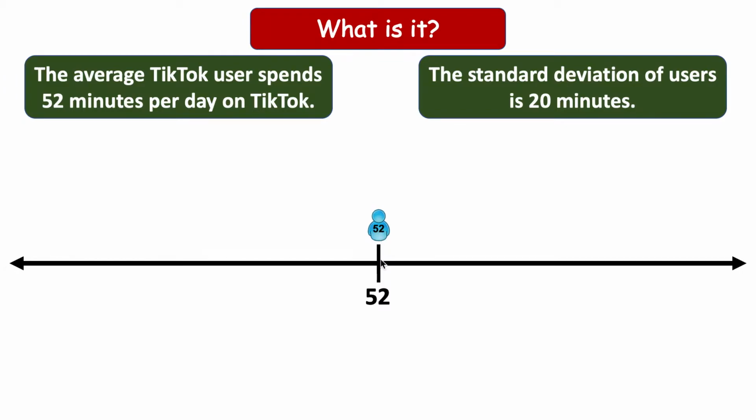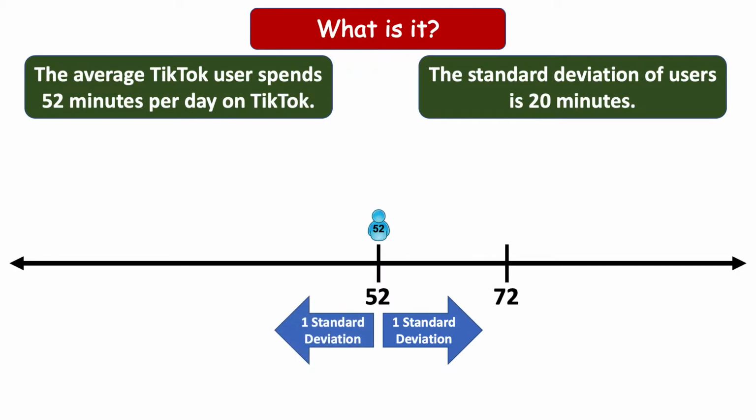So basically, this person on a number line would be right here. If I go one standard deviation to the right, it's basically like I'm adding 20 minutes to 52. So one standard deviation to the right is 72. One standard deviation to the left, you would just subtract 20 minutes and you'd be at 32. So within one standard deviation are people who watch anywhere from 32 minutes up to 72 minutes. That's telling you, okay, that's within one standard deviation.